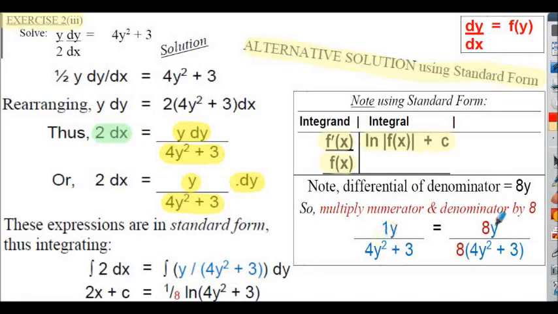On the top we have 1y. So we need to factor the numerator by 8 to make it into standard form. But of course we'll also have to have an 8 outside the integral to prevent changing the original question. So integrating on the left hand side is all standard form, integral of 2 dx. Integrating on the right hand side, integral of y divided by 4y squared plus 3 with respect to y. And so we can make it standard form by having 8y in the numerator, but that means we have to multiply this solution by 1 upon 8 to not affect the overall problem. So on the right hand side we have 1 upon 8 multiplied by the ln of 4y squared plus 3.